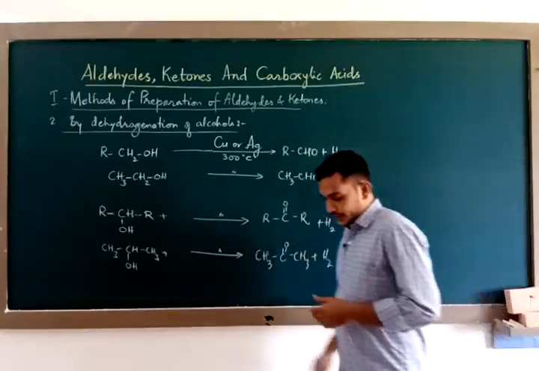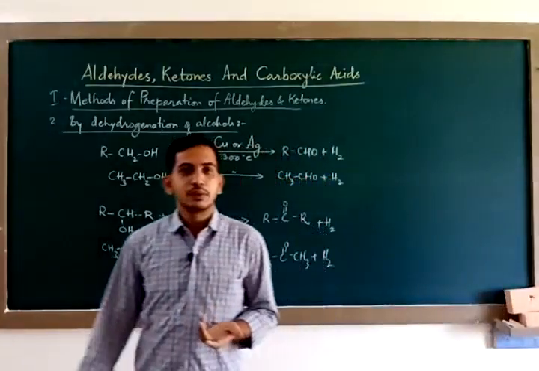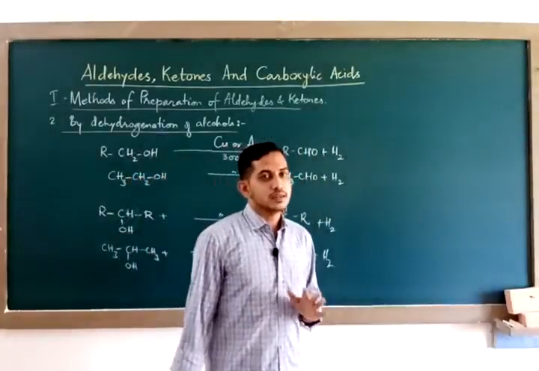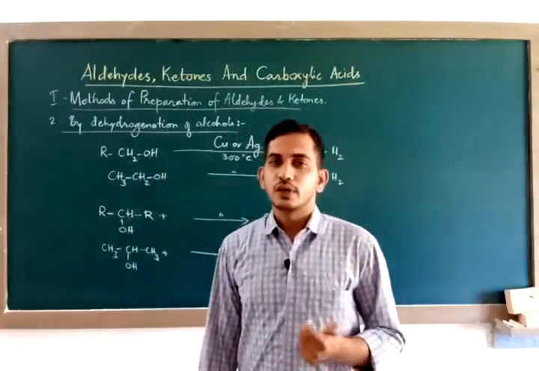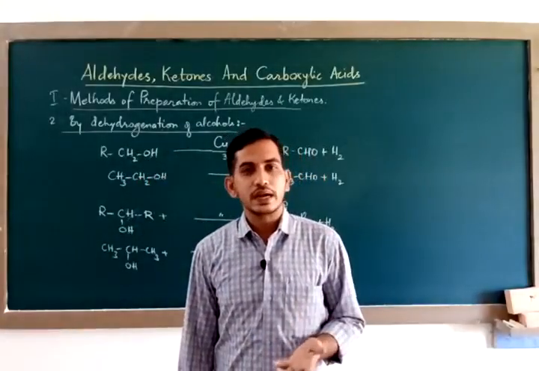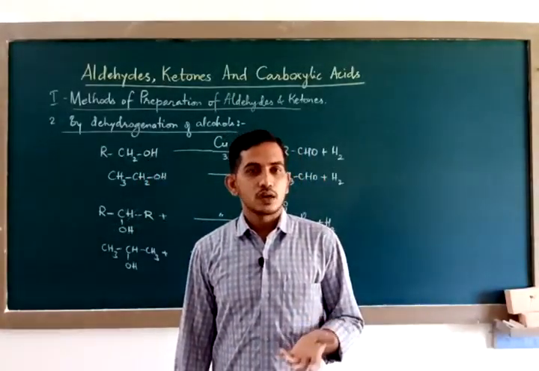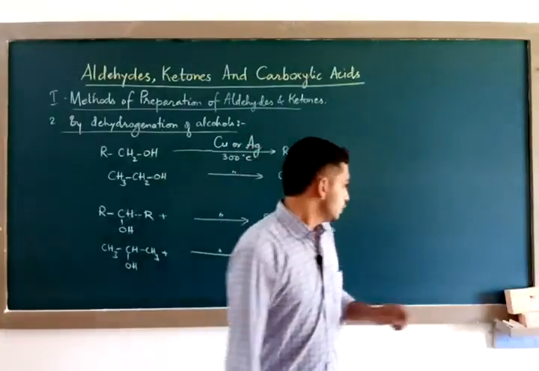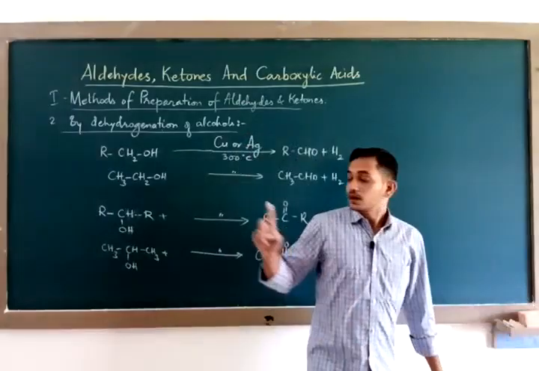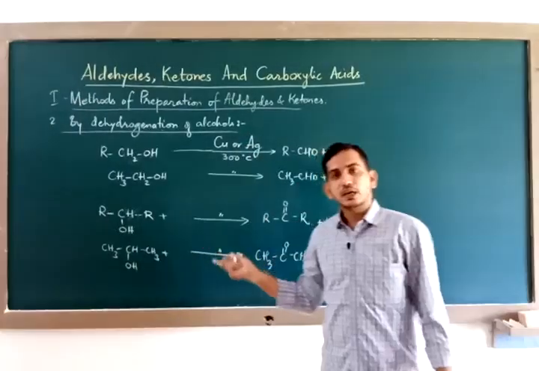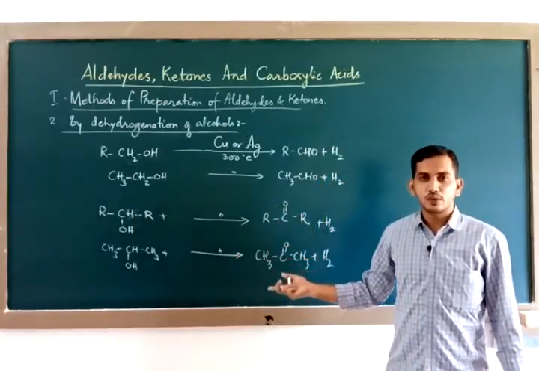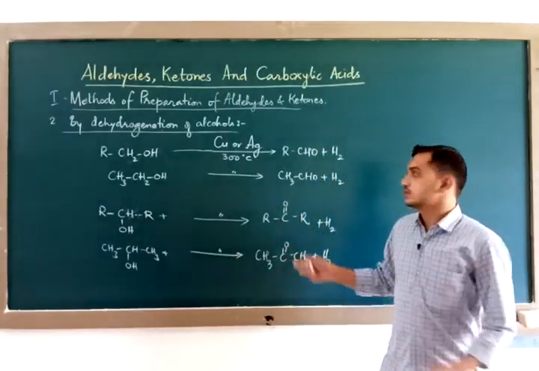So by the first method and by the second method, both you can prepare aldehydes and ketones. The only difference is, for oxidation you use acidified potassium dichromate. For dehydrogenation you use a catalyst like copper or silver, maintaining the temperature at 300 degrees Celsius. Remember, dehydrogenation of primary alcohols gives you aldehydes. Dehydrogenation of secondary alcohols gives you ketones.